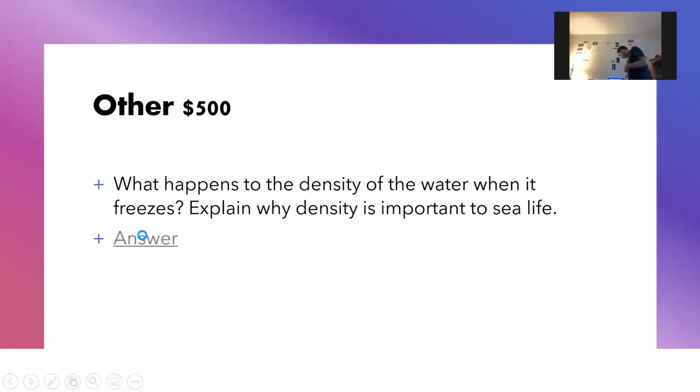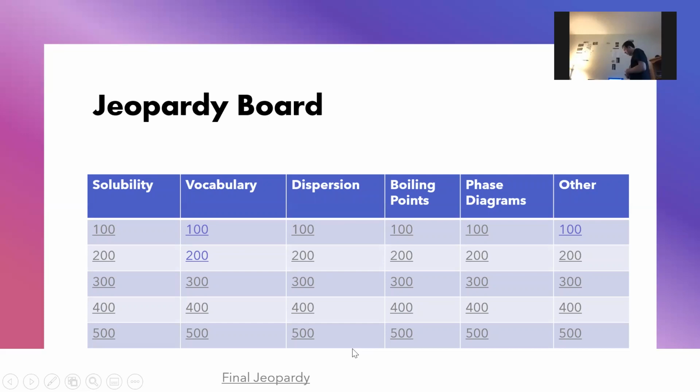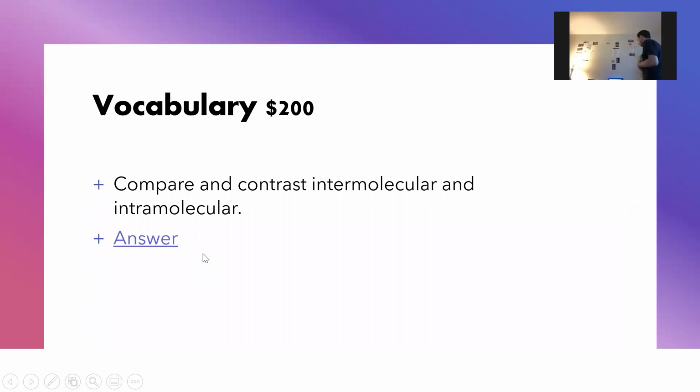Vocab for 2, okay. Compare and contrast intermolecular and intramolecular. Brookdale Bear: They're no different. No. They are different. So you lose 200 points from that.